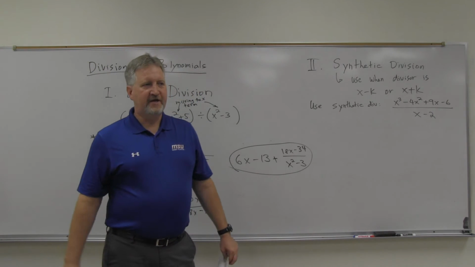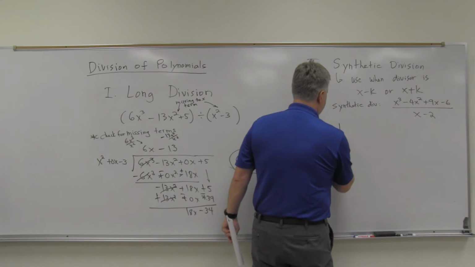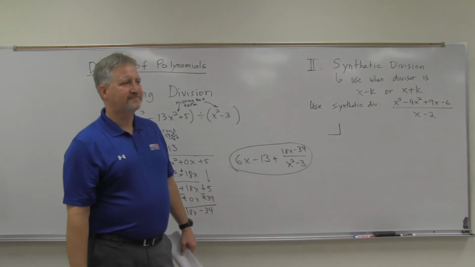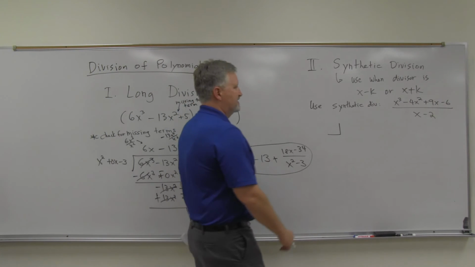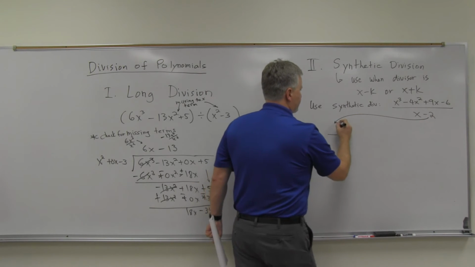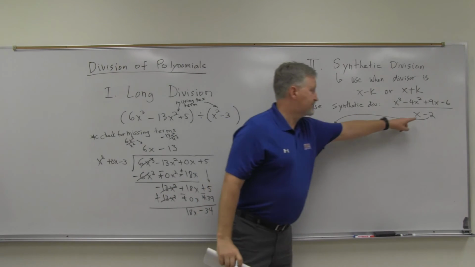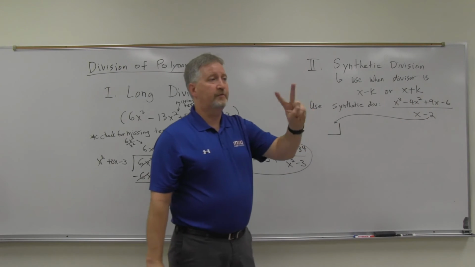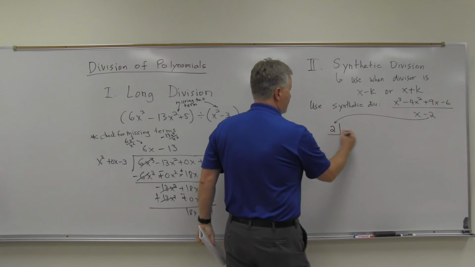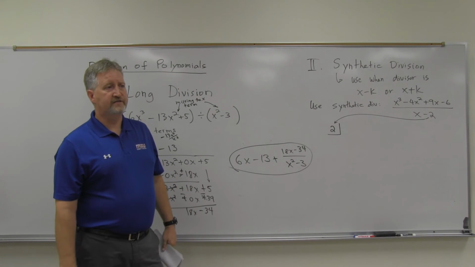All right, so here's the process. The way you do it, draw a little backwards L. The way I do it, there are other setups, but the number that goes over here, I'm just going to put a number. The number I'm going to put is not -2, but +2. So I put the opposite of the number that's in your divisor there. +2.